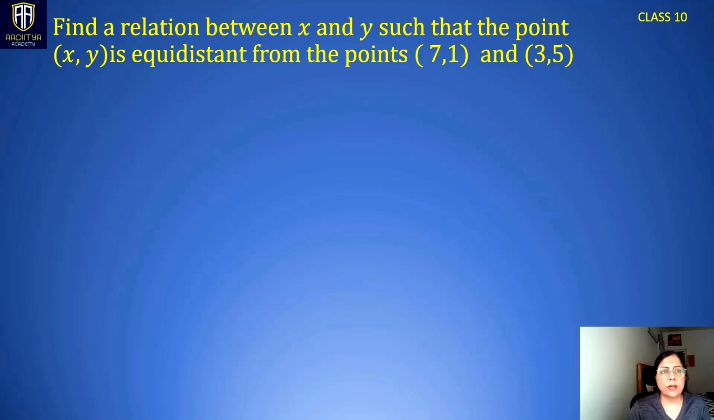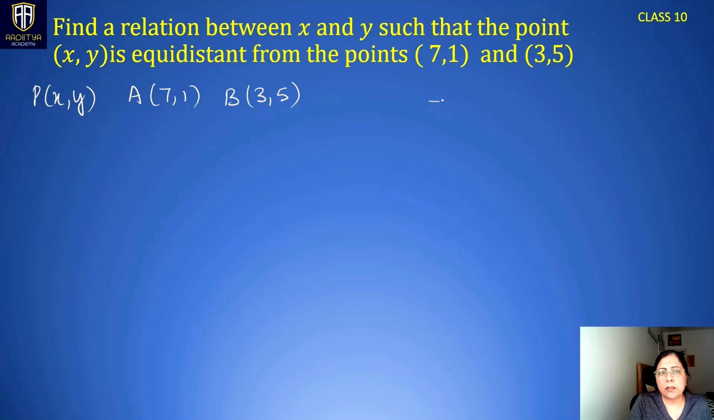Next question is, find a relation between x and y such that the point x, y is equidistant from the points given. Okay, we first of all label them as point P is taken as x, y, A as 7, 1 and B as 3, 5. Find the relation between x and y such that the point P is equidistant from the points A and B.